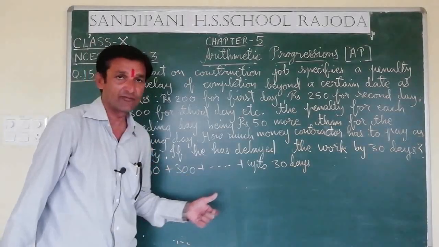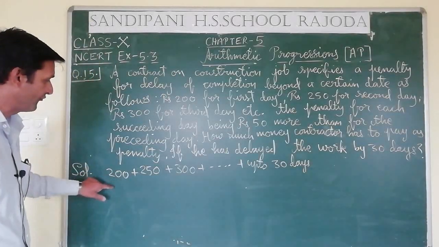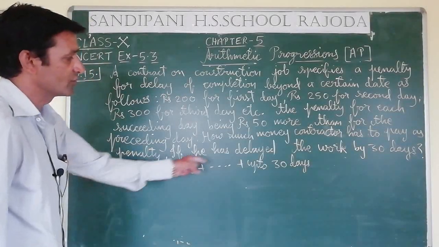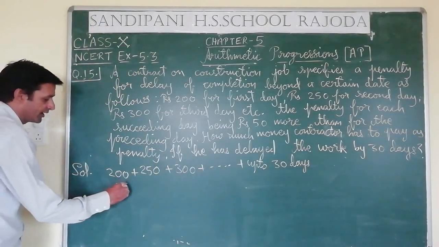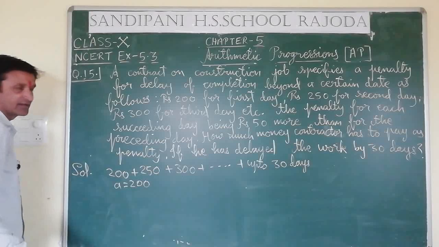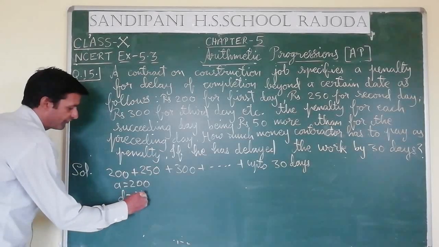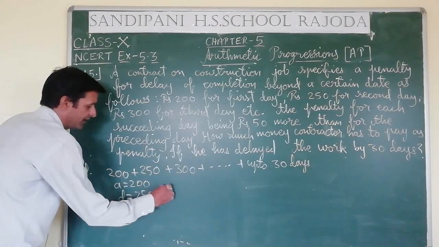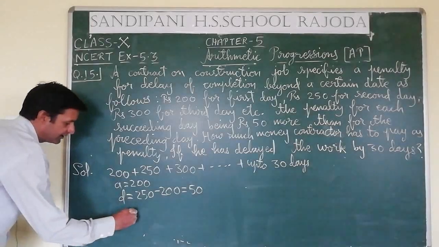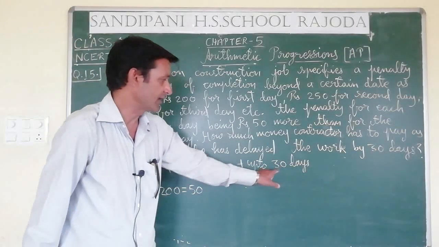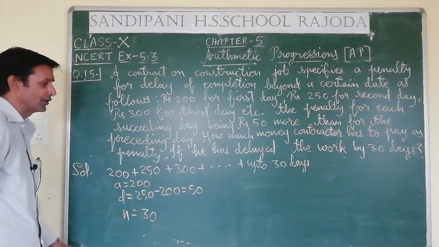So for this we have to find the sum of n terms of course, because this is the penalty of first day, this is the penalty of second day. So we have to add this. So here a is equal to 200, this is the first term, and common difference is equal to 250 minus 200, that is equal to 50. This is common difference, and value of n, that value also we know. Up to 30 days means total number of terms are 30 here, so n is equal to 30.